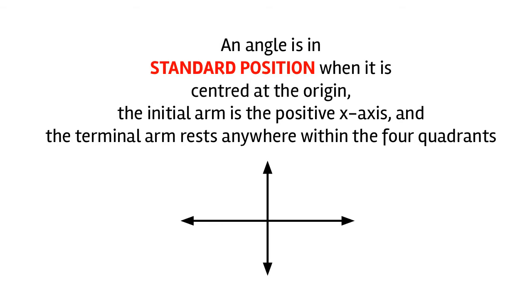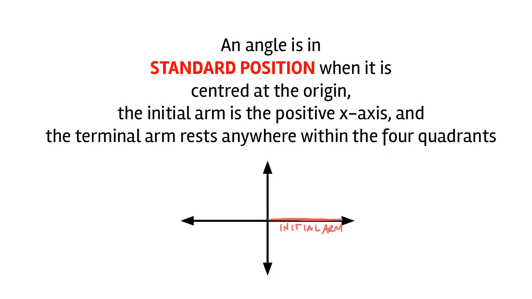So the terminal arm and the initial arm are the two lines that make up your angle together. The initial arm is on the positive x-axis, so it's here. Okay, so this is the initial arm. And the terminal arm is wherever the angle ends, okay?